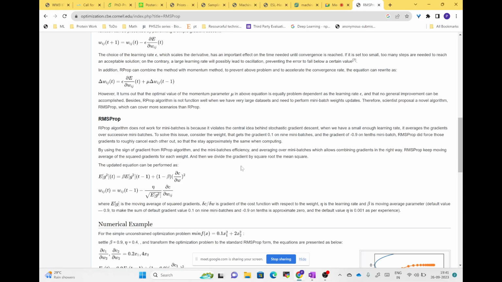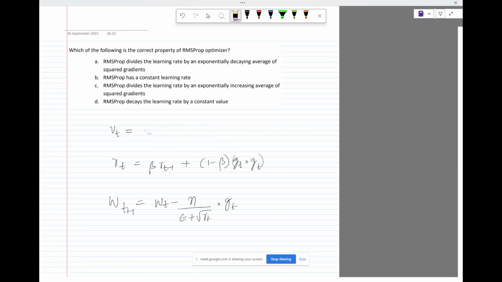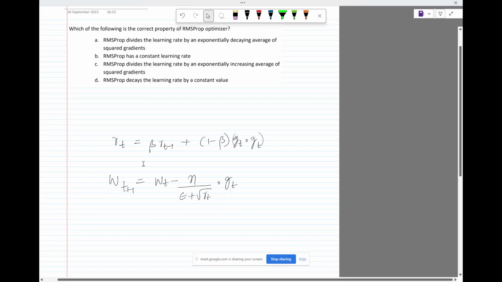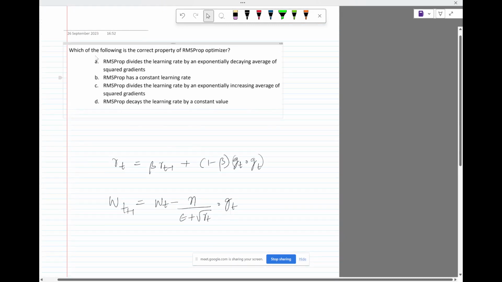This is the gradient, right? Okay, so this is not there. So this is your RMS prop. Which of the following is correct property of RMS prop optimizer? RMS prop divides the learning rate by an exponentially decaying average of squared gradients.